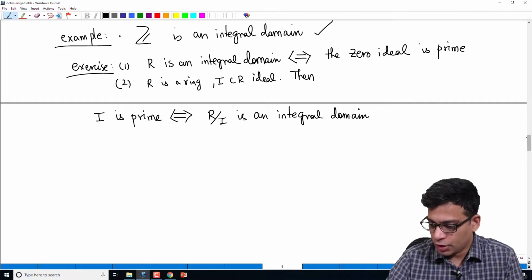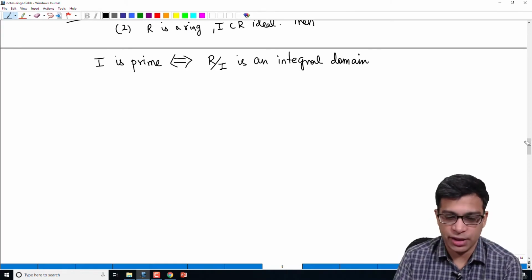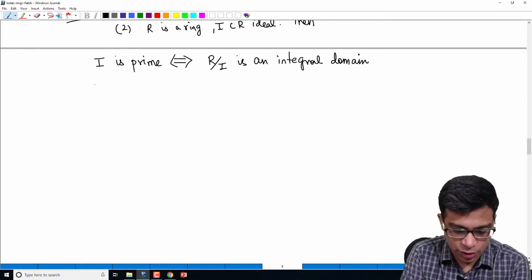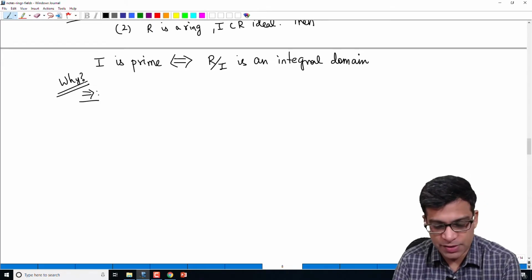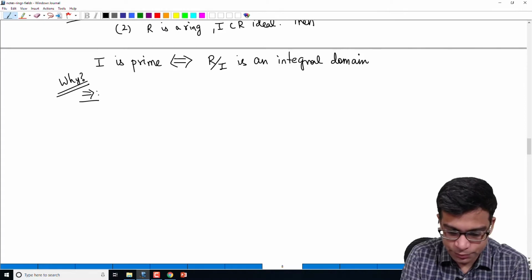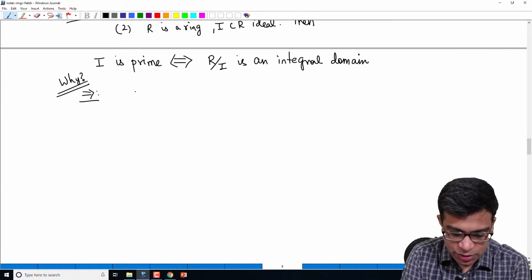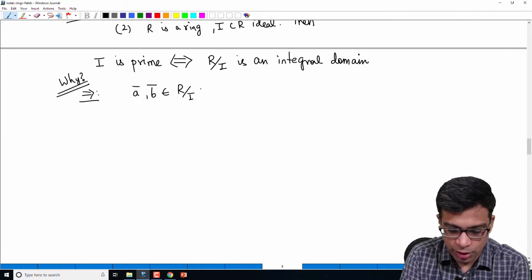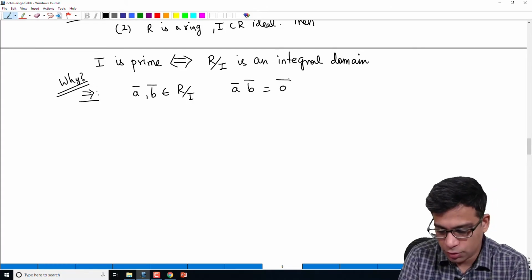This follows because of our understanding of quotient rings and the correspondence theorem and so on. So I will quickly tell you why this is true. Suppose I is prime. In this direction, let's take two elements of R mod I. They are of the form A bar, B bar. Suppose A bar times B bar is 0 bar.